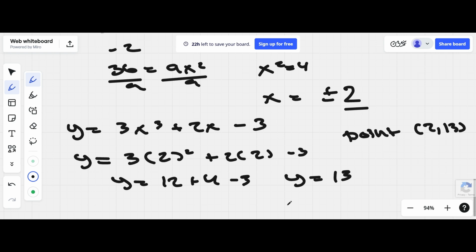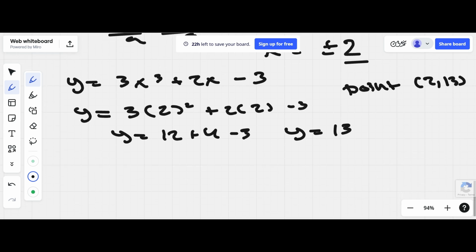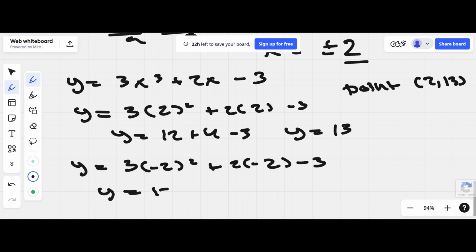What about our second point? Then we substitute the negative 2. So y equals 3 times negative 2 squared plus 2 times negative 2 minus 3. So of course here the negative 2 makes no difference, so it's still 12. y equals 12. Here it does make a difference. Now it's minus 4 minus 3, which gives us 5.